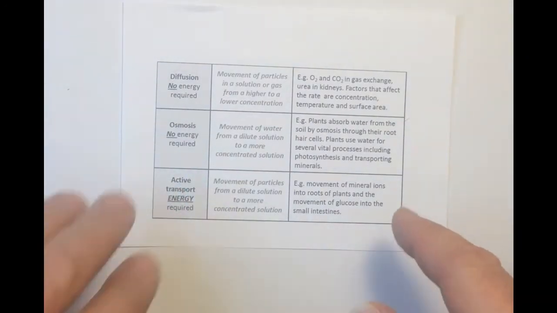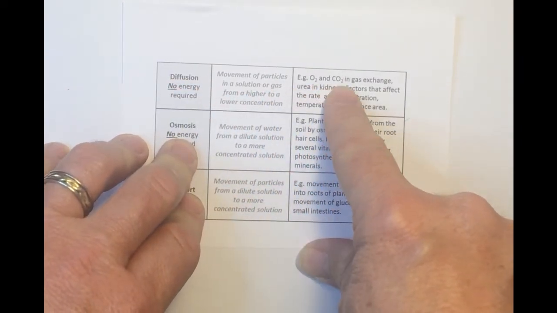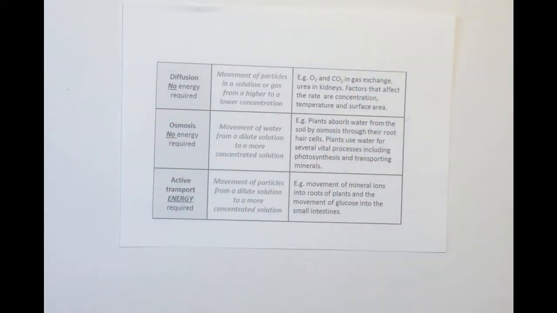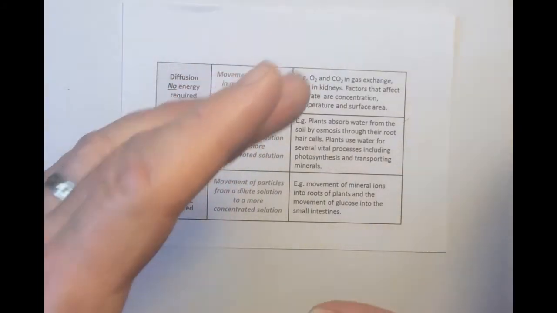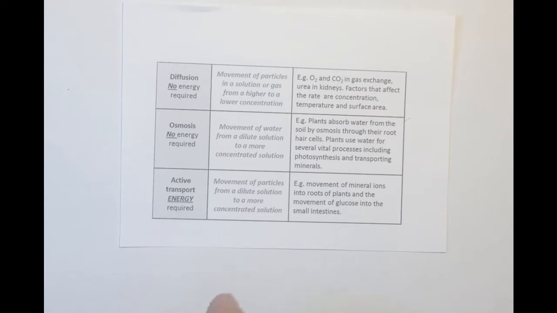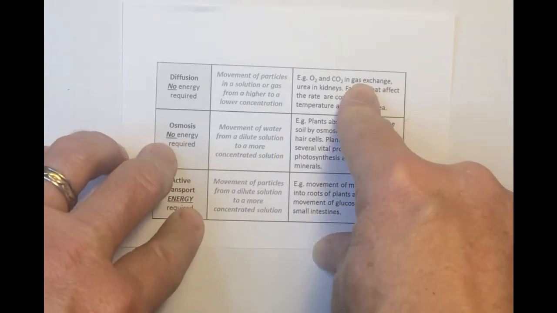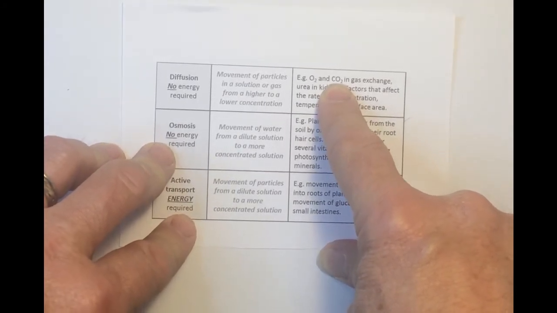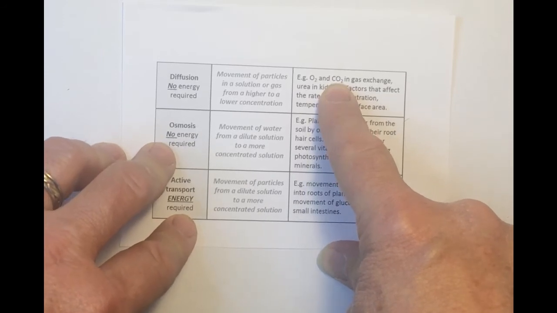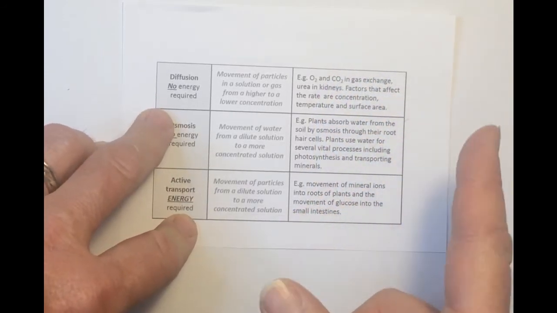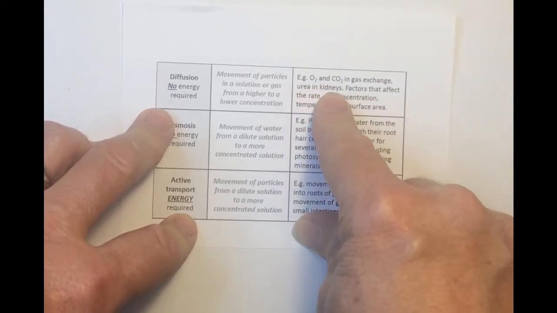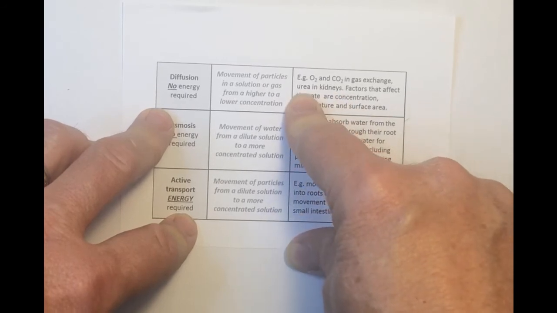The two main places you're going to get asked about diffusion are oxygen and carbon dioxide in gas exchange. When you breathe in oxygen, you've got a high concentration in your lungs. That then diffuses across from your lungs, where there's a lot of it, into your blood, where there's less of it. Gas exchange is also where the carbon dioxide goes in the opposite direction. There's more carbon dioxide in your blood and less in your lungs, so the carbon dioxide goes out of your blood into your lungs. Another example is urea into the kidneys. Urea is the yellow stuff that's in your wee.